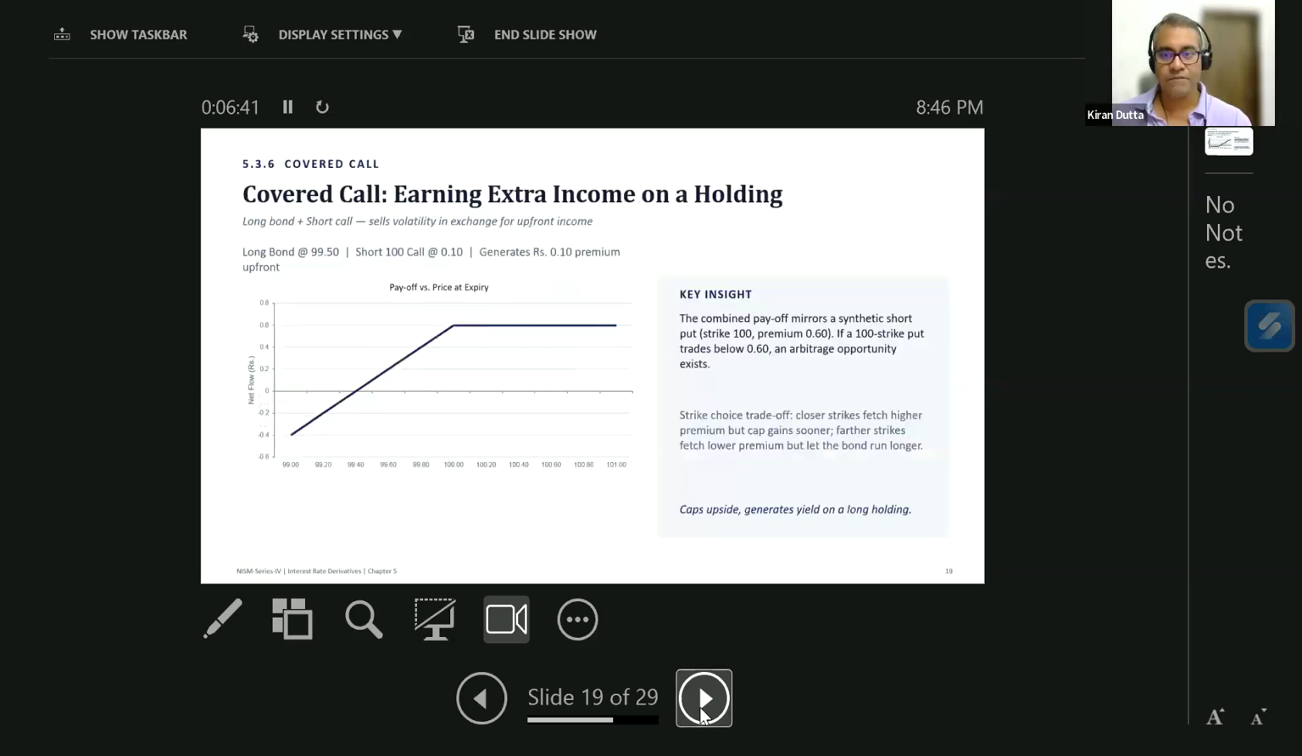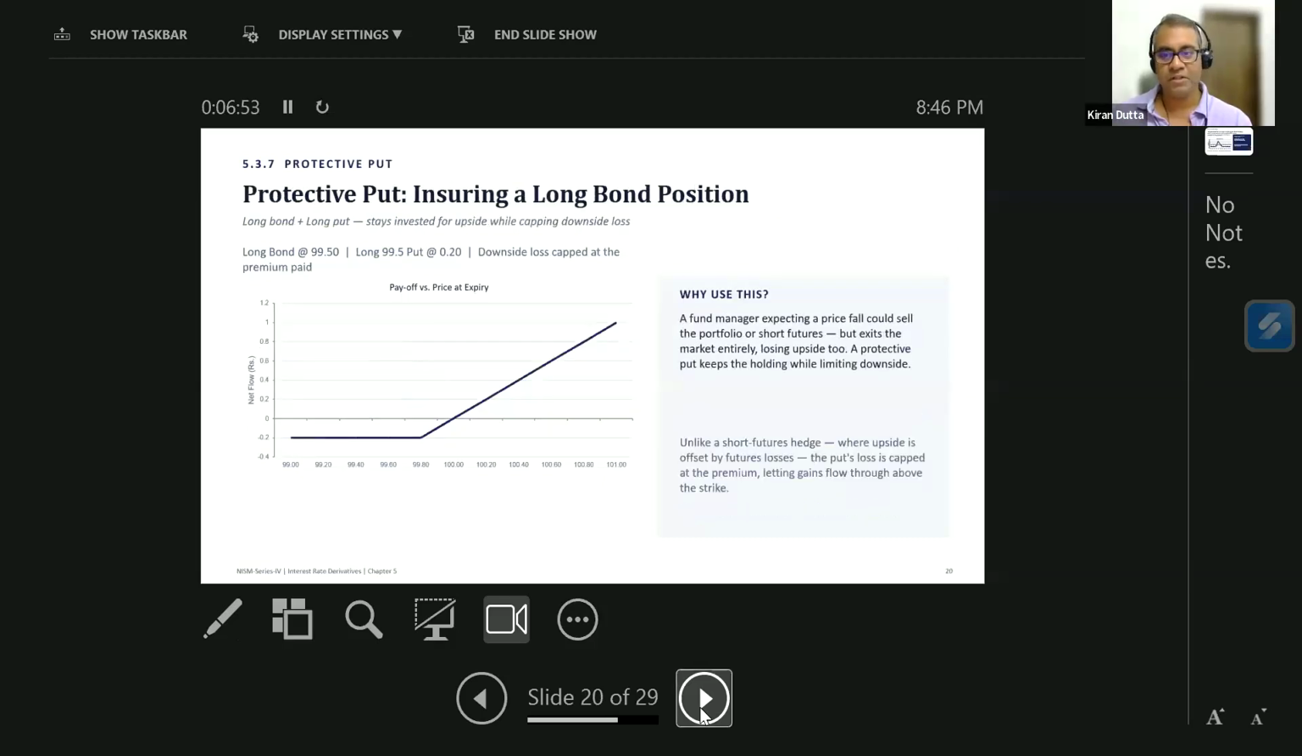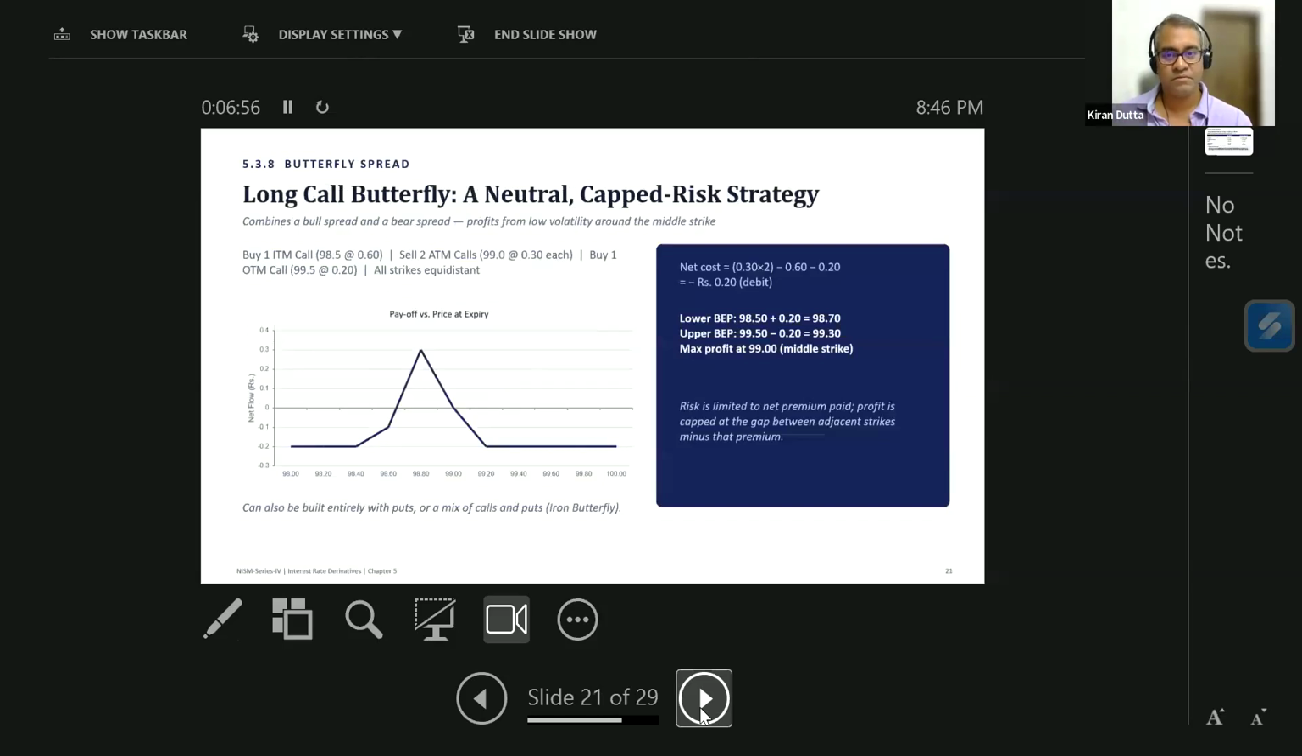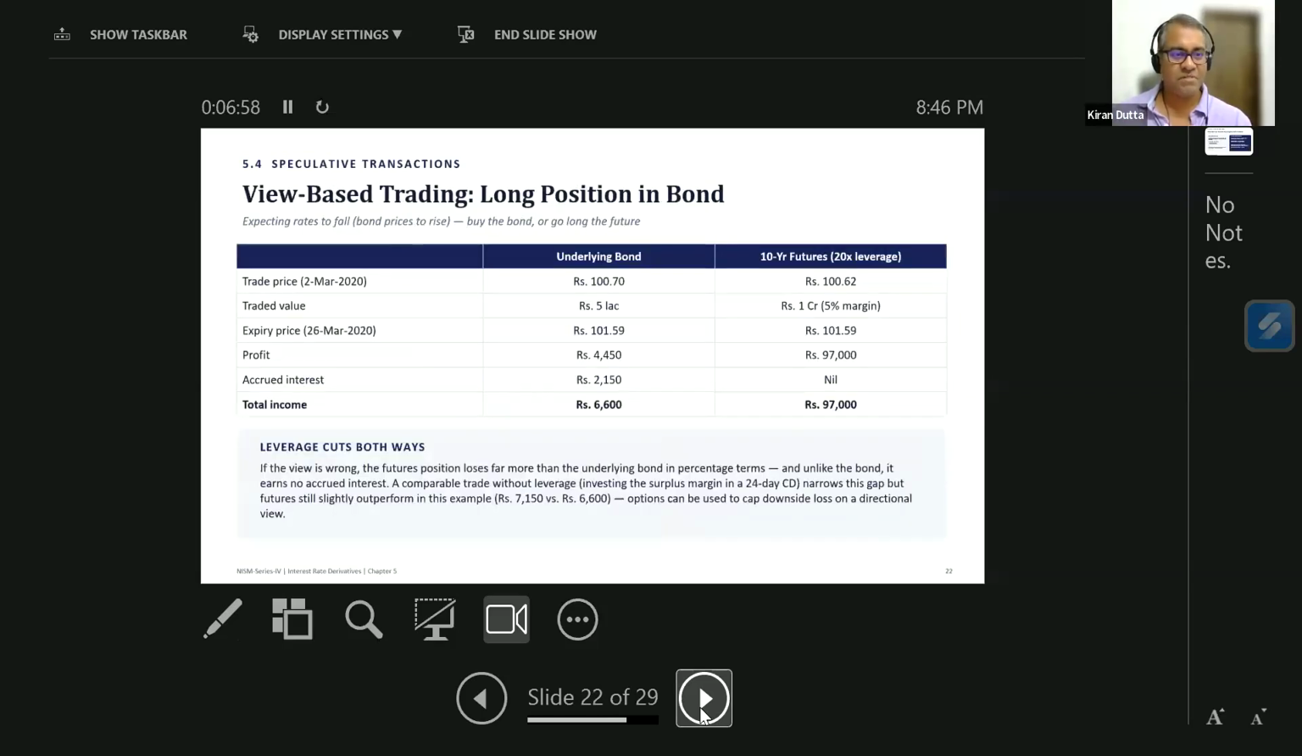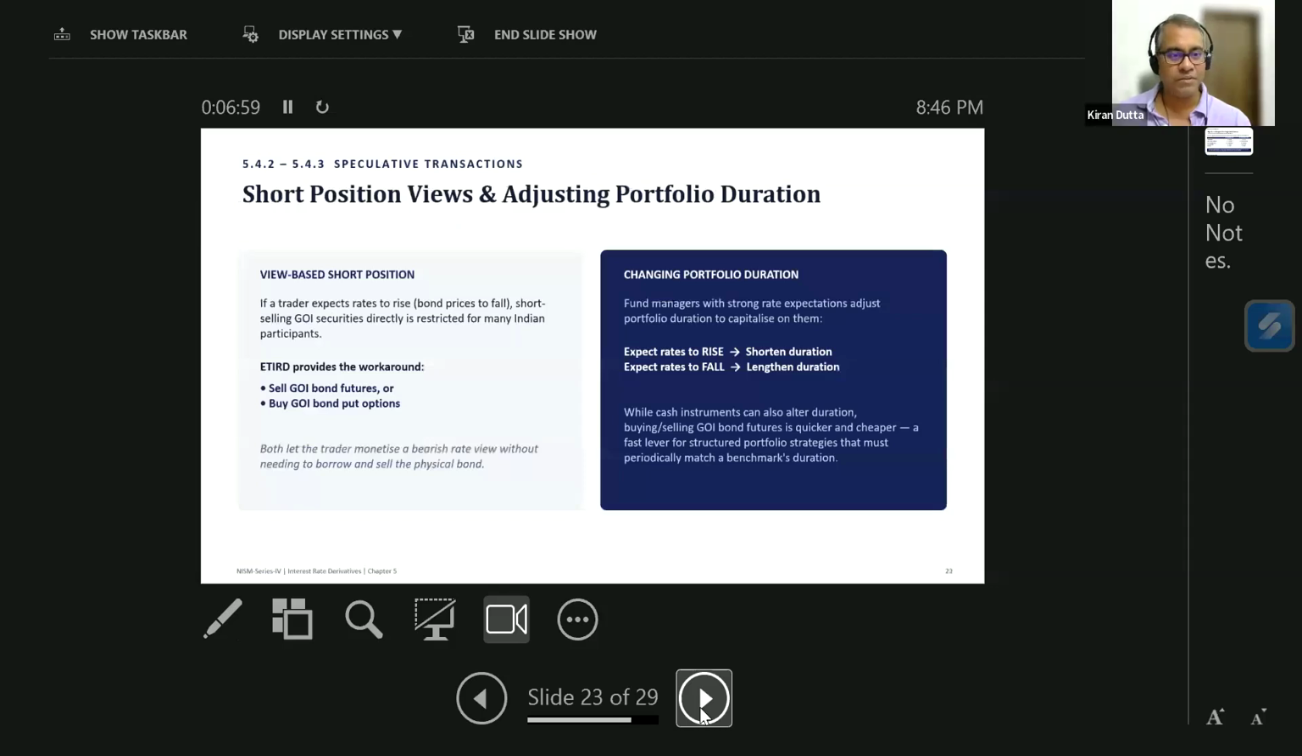Same thing here. Covered call is long bond plus short call. I can just remember that, nothing much to explain there. Protective put, it's the same thing. If you want to go through that, go through this. Let's go through this here.